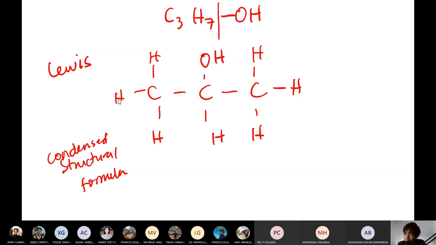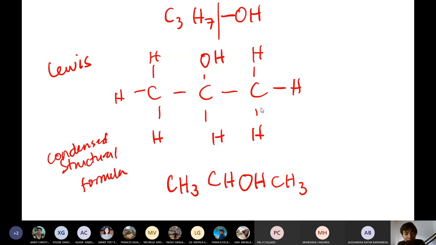Ngayon, paano mo i-drawing yung condensed structural formula? So, ganun pa rin naman. You start from the leftmost. Tapos bilangin mo kung ano yung mga nakadugtong sa kanya. This time, hydrogen na. So, you have your tatlong H. So, that's CH3. Sa next carbon, ano yung mga nakadugtong? May H, then may OH. So, sino yung unang nilalagay? Usually, ang unang nilalagay ay yung hydrogen, then your OH na. CH3, CH, OH, then last one, CH3.